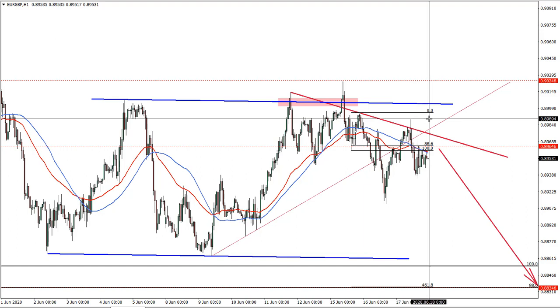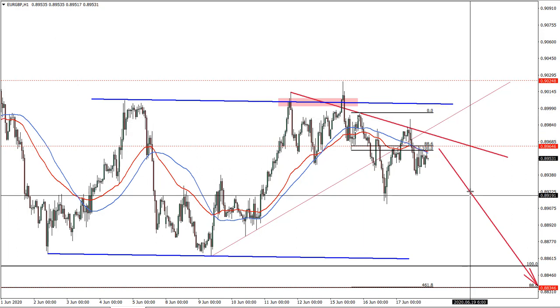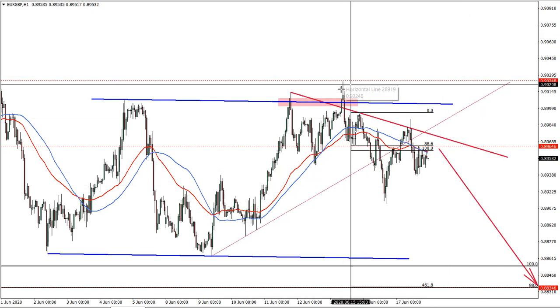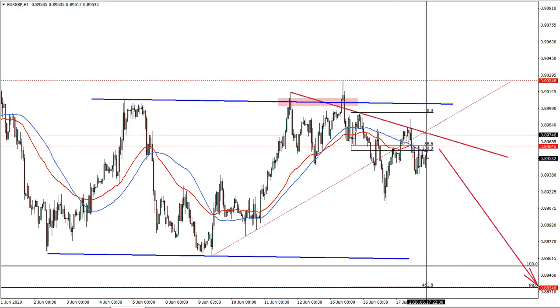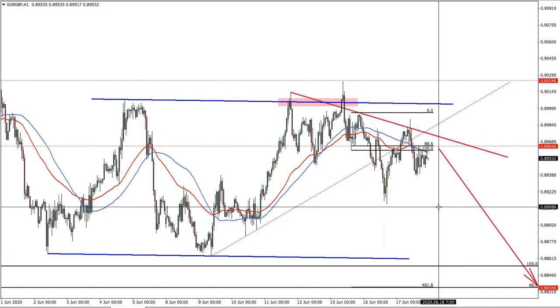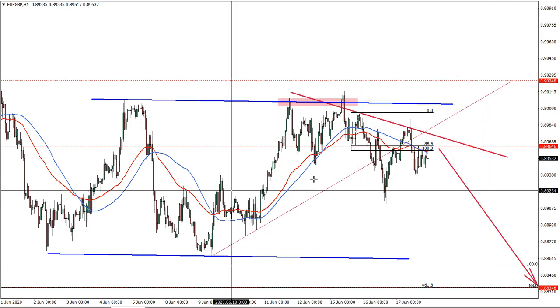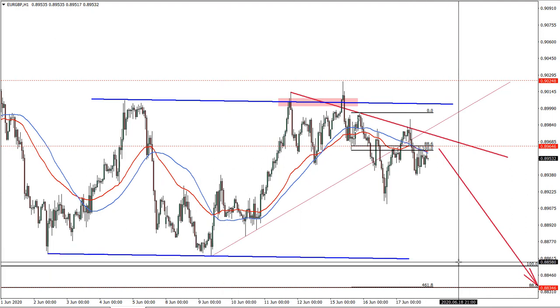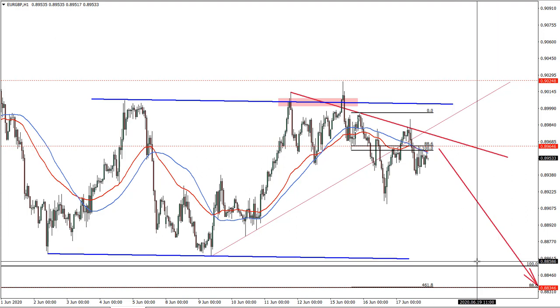0.8990, a 4-hour and 1-hour break and close would trigger some caution in regard to the downside potential, but only a break and close above this high here would completely invalidate the bearish scenario. So for now it still looks very bearish, and price should be expected to move at least towards the bottom of the channel once again, and then we might see whether there will be some bounces or not.